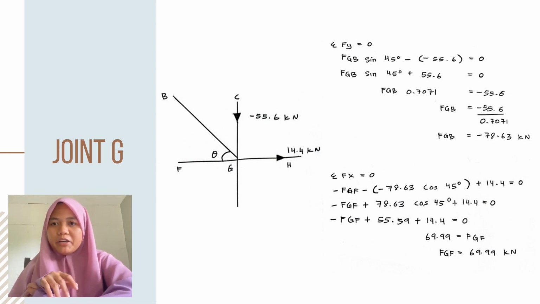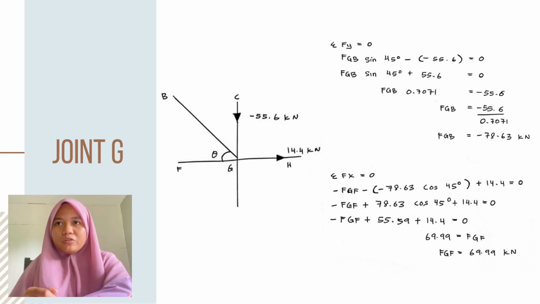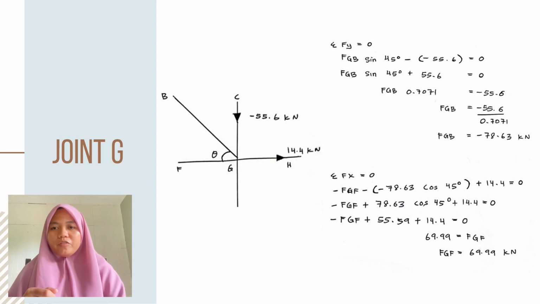Calculation of sigma Fy equal to 0: FGB sine 45 minus negative 55.6 equal to 0. FGB sine 45 plus 55.6 equal to 0. The answer is FGB equal to negative 78.63 kilonewton. Next calculation is sigma Fx equal to 0.